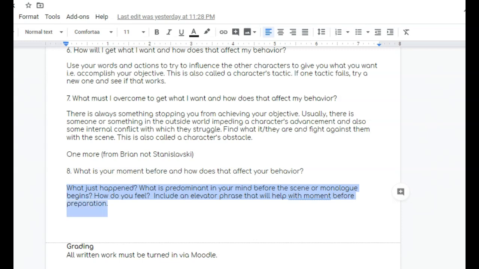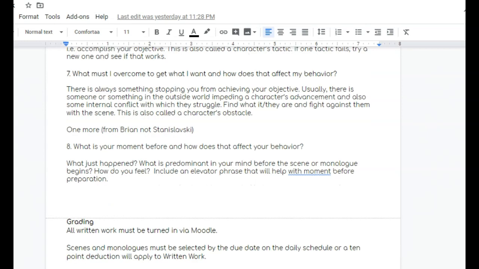And create an elevator phrase. This could actually probably be your most important elevator phrase. It can help you prepare emotionally for the scene. You've already got a verb and an elevator phrase for each beat. Now come up with an elevator phrase that really gets you into the moment, into the first moment.